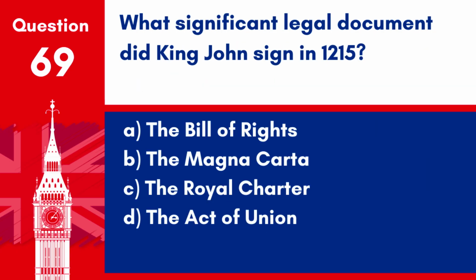Question 69. What significant legal document did King John sign in 1215? A. The Bill of Rights. B. The Magna Carta. C. The Royal Charter. D. The Act of Union. Answer: B. The Magna Carta. Signed by King John in 1215, it limited royal authority and laid the foundation for modern constitutional governance.